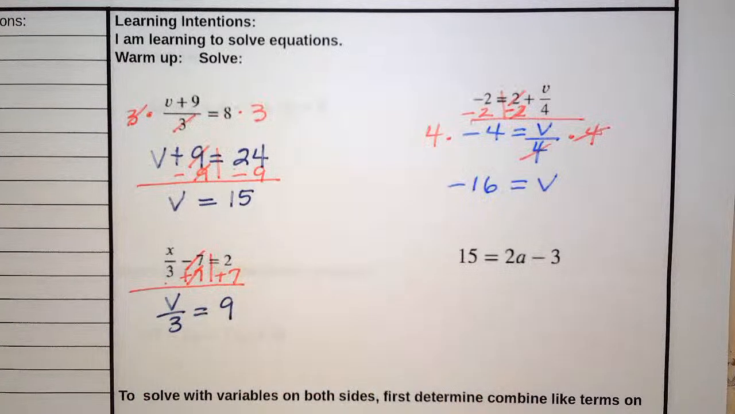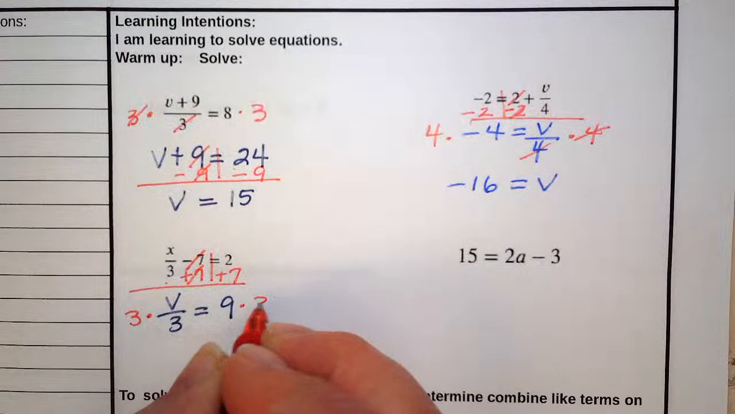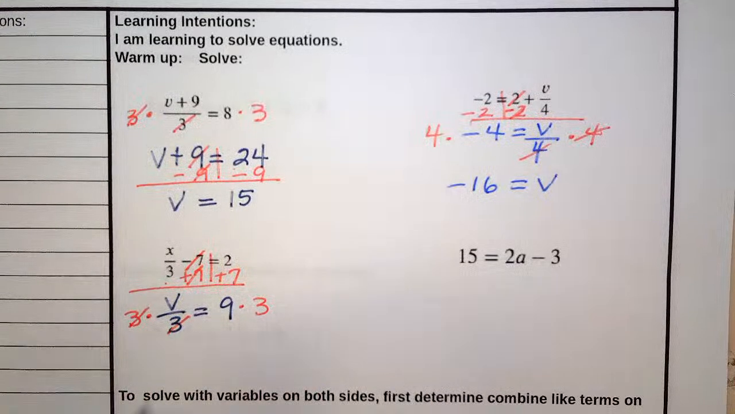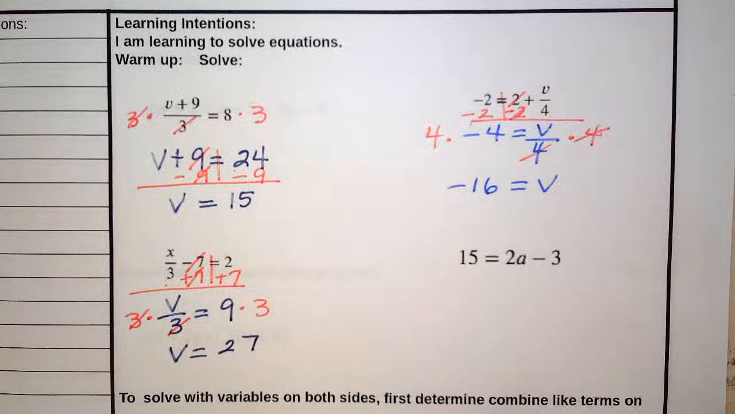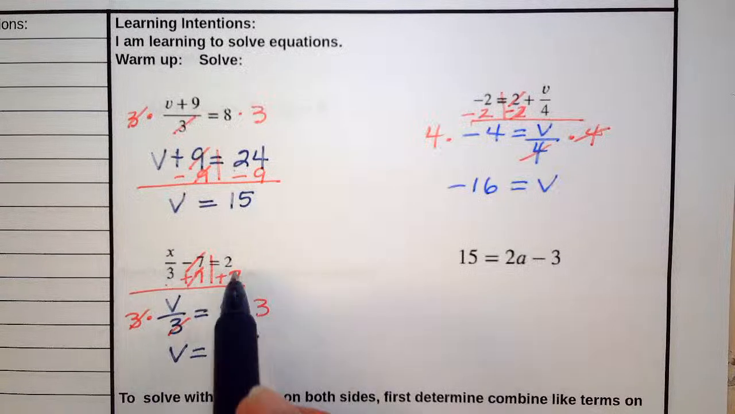I divided by 3. The opposite is multiply by 3. 3 divided by 3 cancels out. V is equal to 27. Okay, substitute it in. 27 divided by 3 is 9. 9 minus 7 is 2.